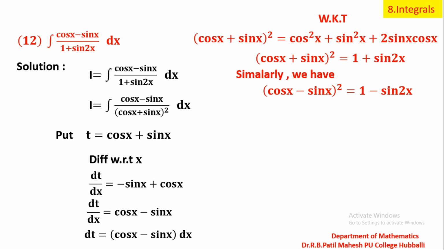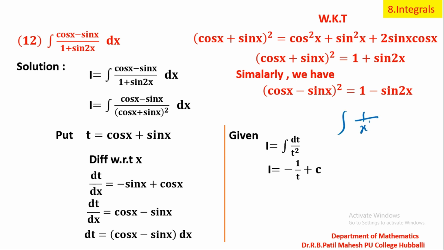So I have taken substitution. Therefore, the given integral will be the integration of dt upon t square, and the integration of 1 upon t square is minus 1 by t plus c. Remember, the integration of 1 by x square dx is equal to minus 1 by x plus c. This I have discussed in the particular cases, I think in lecture number 2.